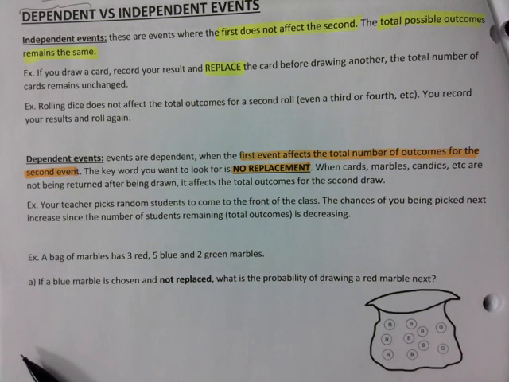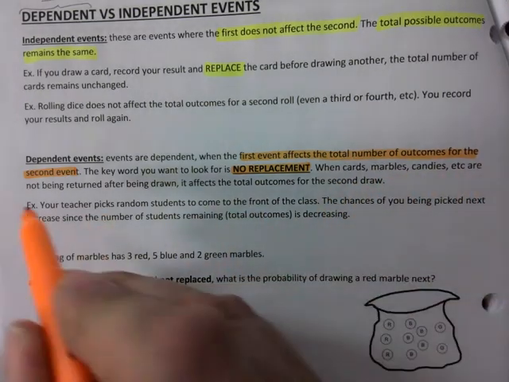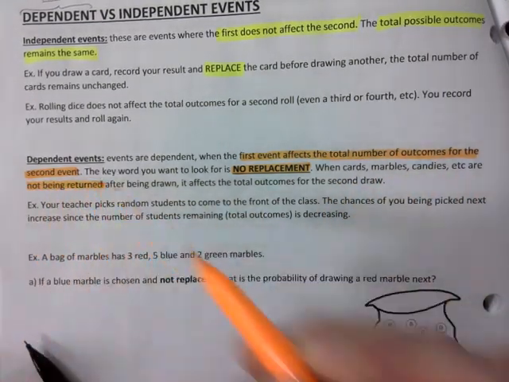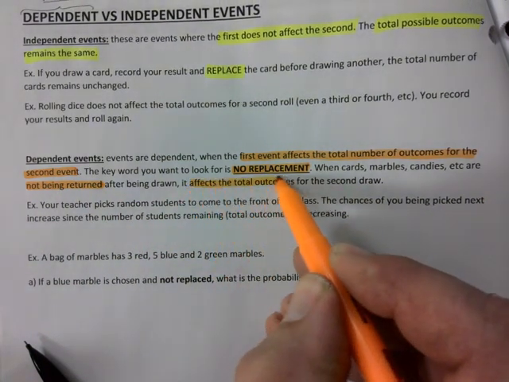However, I am a little sneaky sometimes. I might not say no replacement, but I will say in a chocolate example, someone grabs the chocolate and eats it, right? You should realize, okay, that obviously is not being replaced. So it doesn't happen very often, but sometimes I do. When cards, marbles, candies, etc. are not being returned after being drawn, right, it affects the total number of outcomes.